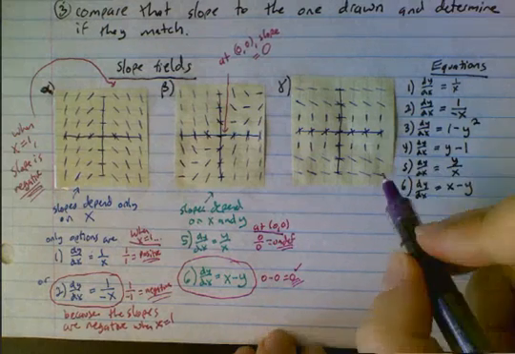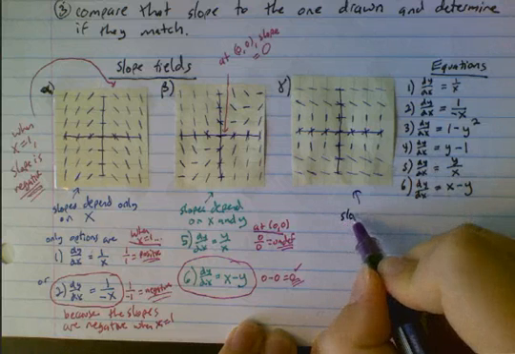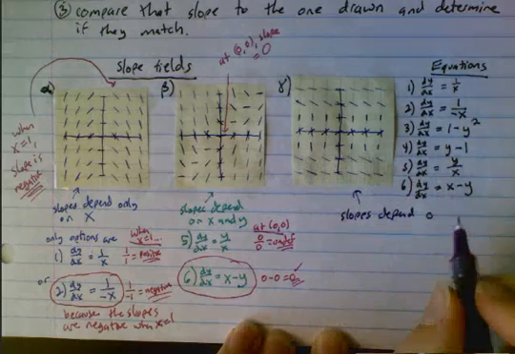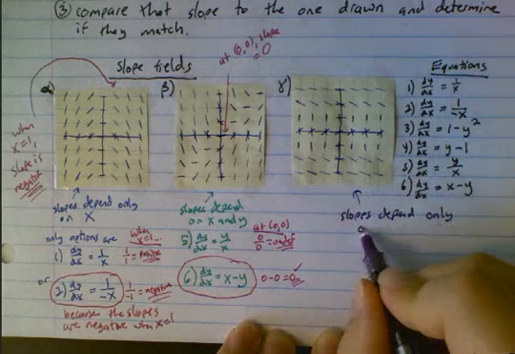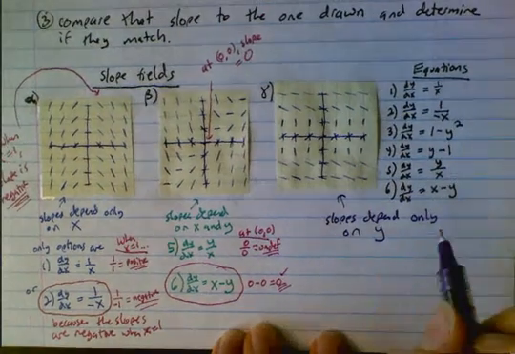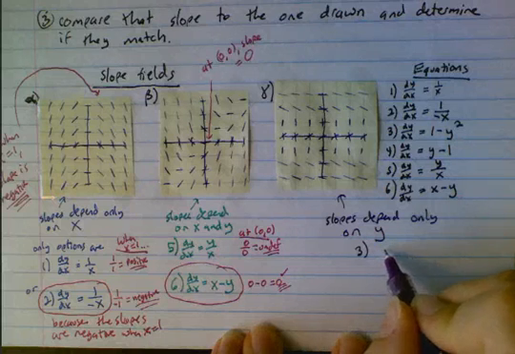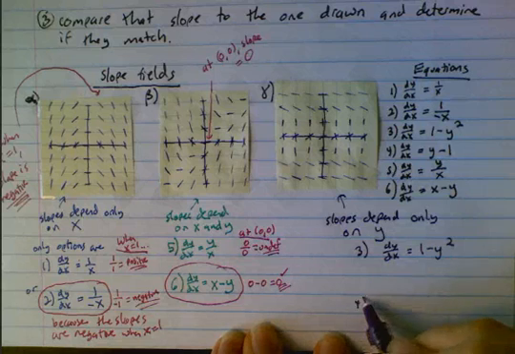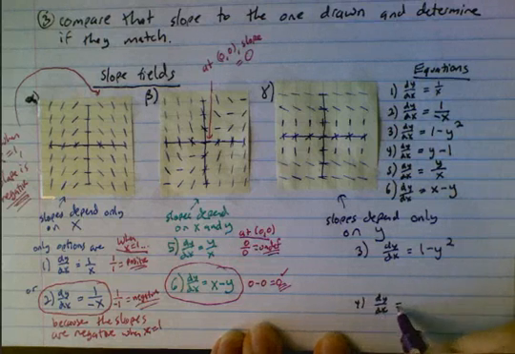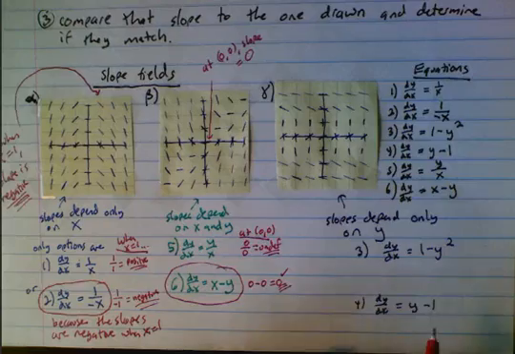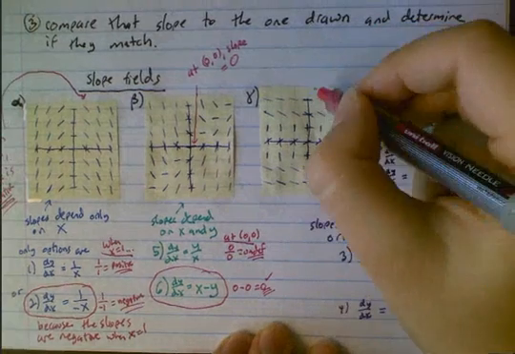And for the final one, the slopes depend only on y. So that means we're either going to have this one, dy dx equals 1 minus y squared, or dy dx is 1 minus y, or y minus 1. So let's go ahead and pick a point.